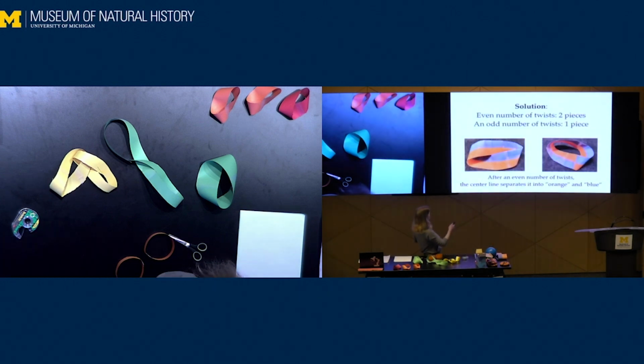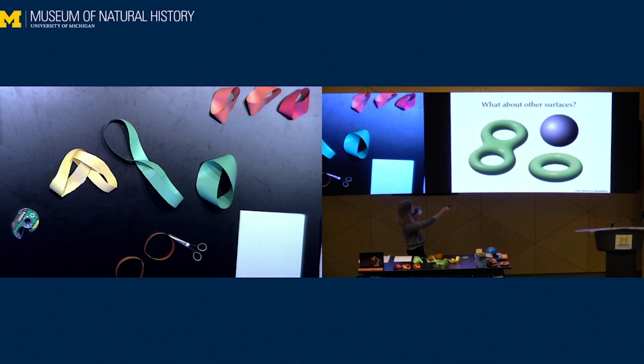And here's the solution. So the answer is an even number of twists, I'm going to get 2 pieces after I cut. Odd number of twists, I get 1 piece. Here's a picture of this. And the reasoning is that it depends whether the midline separates the blue or the orange or not. Okay. And so the next question is, well, how can we use the same principle when we're studying other surfaces?